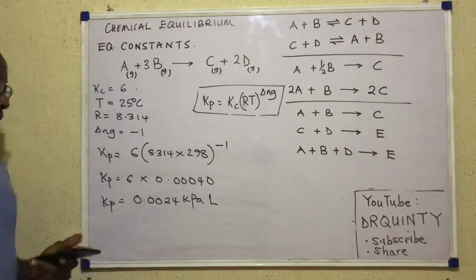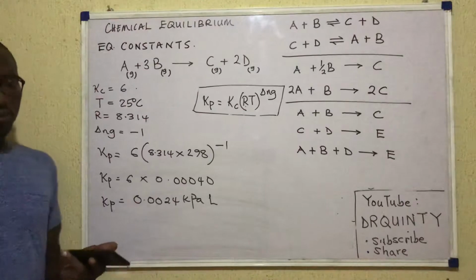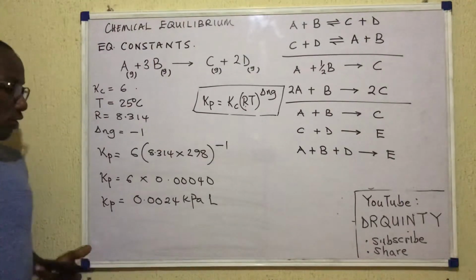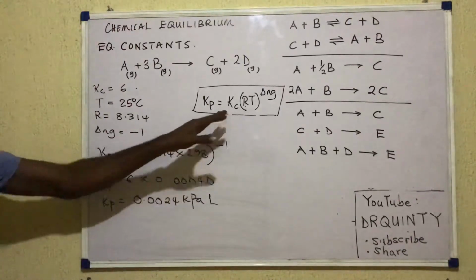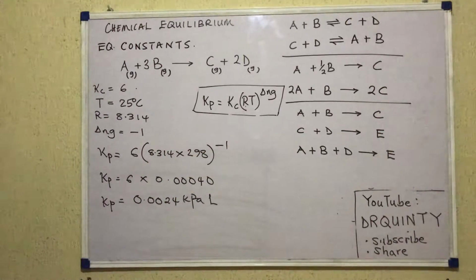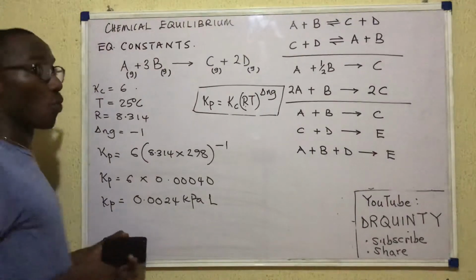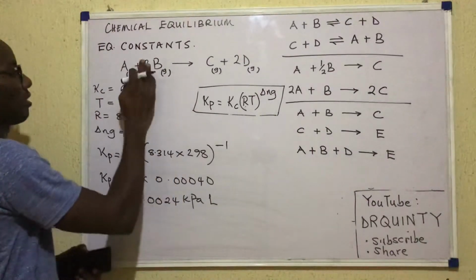Alright, so kilopascals, I could write kilopascals per, what's the volume unit now? Liter. Kilopascals per liter, or kilopascals liter. So I'll just leave it at kilopascals. So this is my Kp. So Kp can be calculated from Kc very easily. What if this reaction were coincidentally like this?